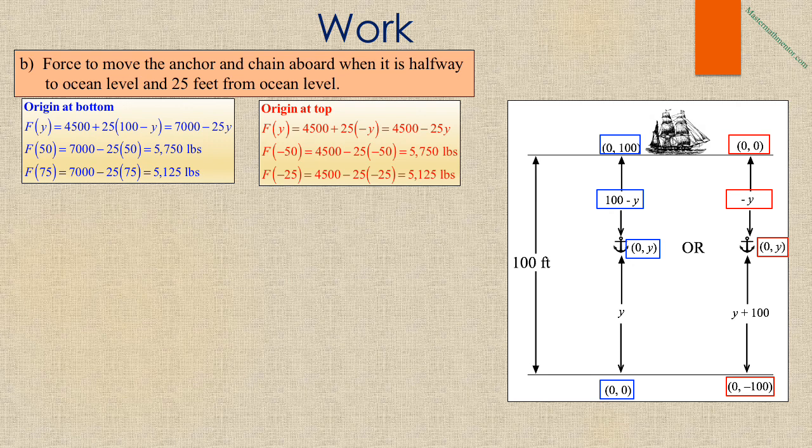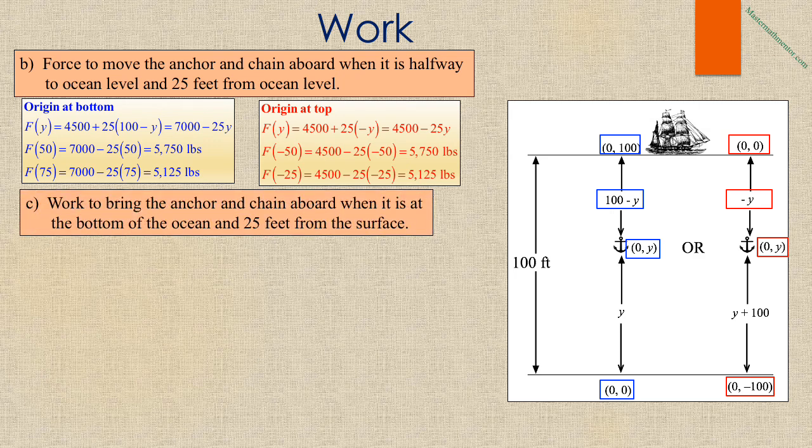5,750 pounds. When the anchor is 25 feet from ocean level, then y is negative 25, and f of negative 25 is 4,500 minus 25 times negative 25, which is 5,125 pounds. The answers match.